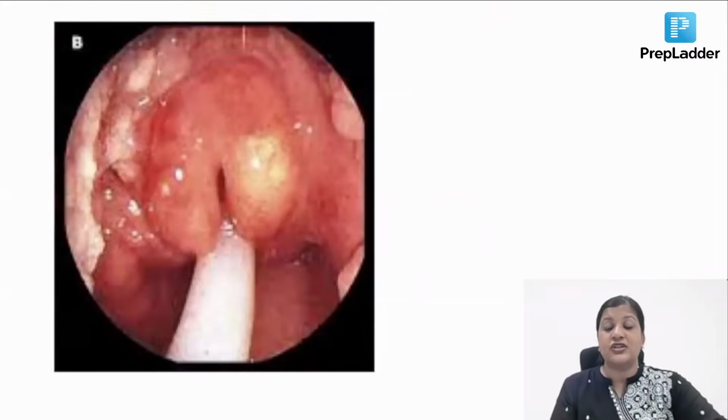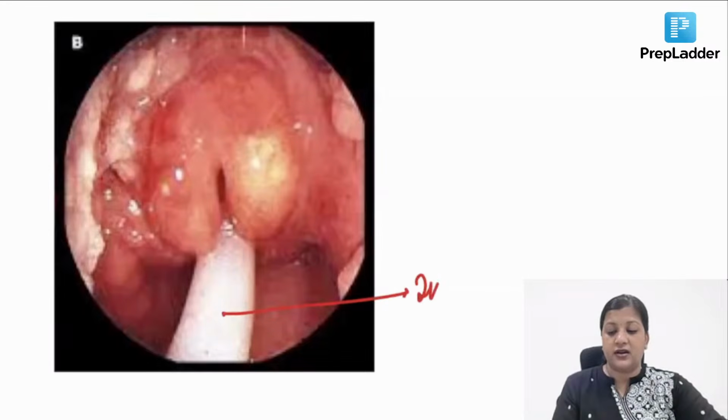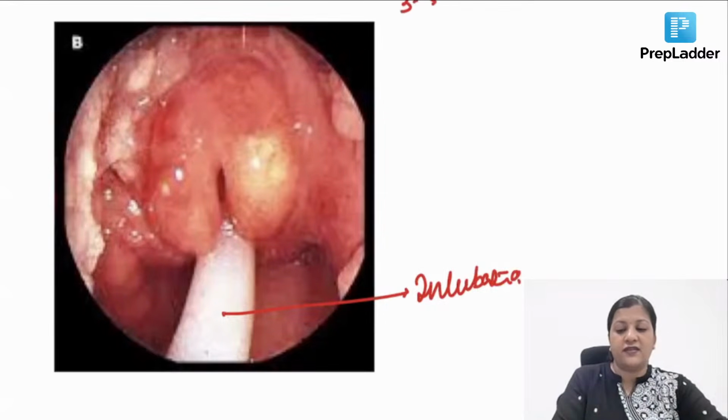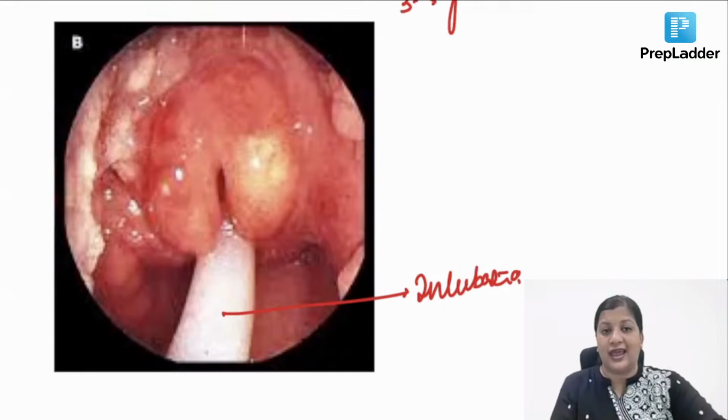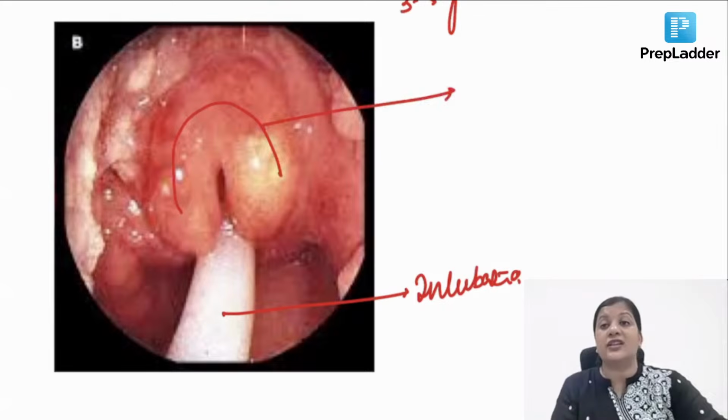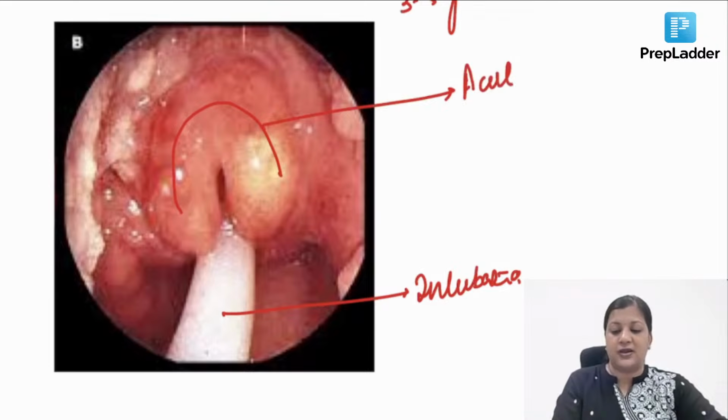Look at this condition. The child had to be intubated. This child is probably a child who is present between 3 to 5 years of age or a little bit here and there, and is now having redness and inflammation that is compromising the airway, not even allowing you to visualize the vocal cord. What should your answer be?